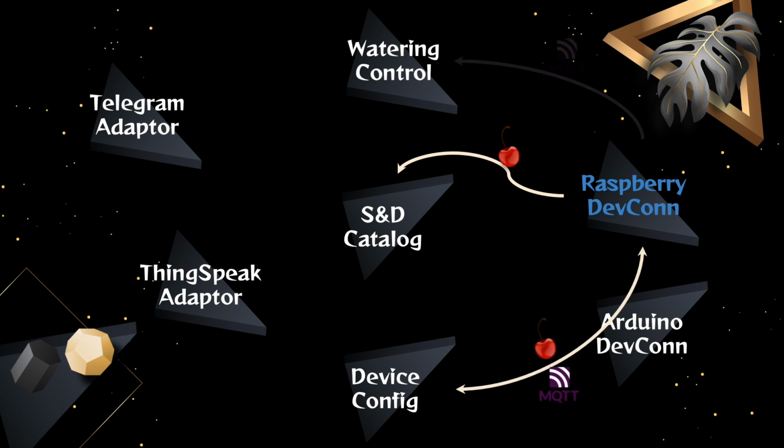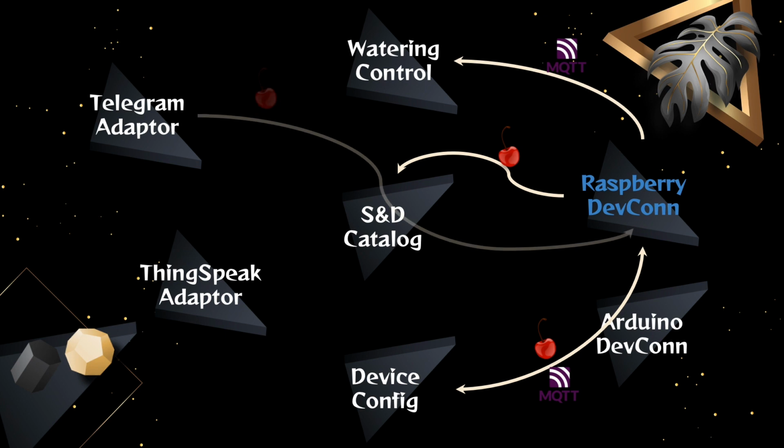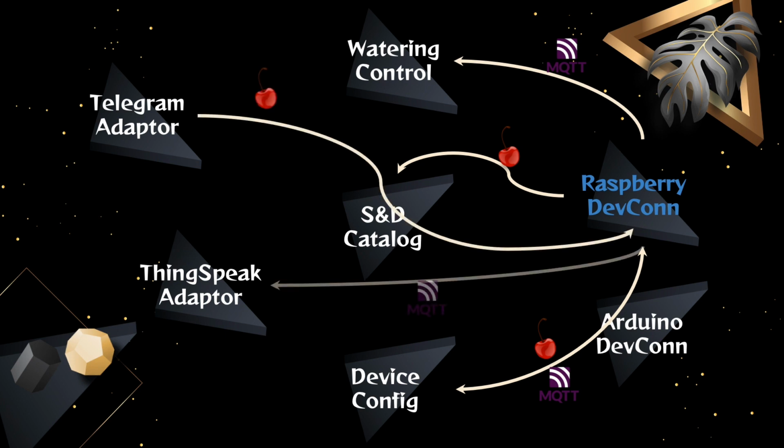It uses the device config both via REST to get information immediately or asynchronously via MQTT. It publishes the sensor readings via MQTT to the ThingSpeak adapter and to the watering control. Finally, the Telegram adapter can request the readings from the Raspberry DevCon via REST.